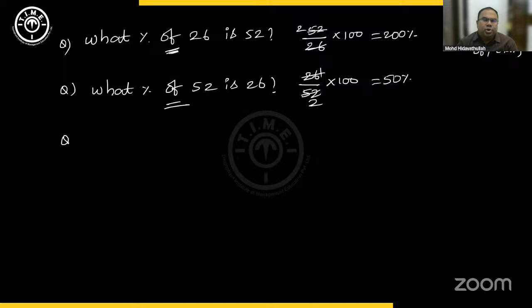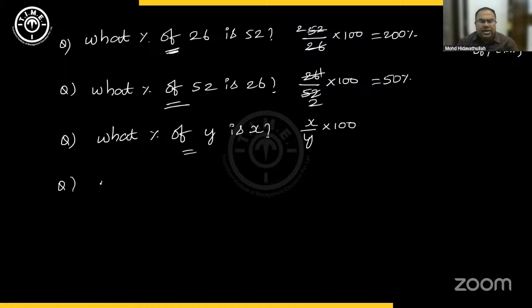You should know what quantity to write in the numerator and what quantity in the denominator. What percentage of y is x? Simple. y in the denominator, x in the numerator, into 100. Correct answer, Manoj and Srija. What percentage of x is y? Correct, Gautami. x in the denominator, y in the numerator, into 100.